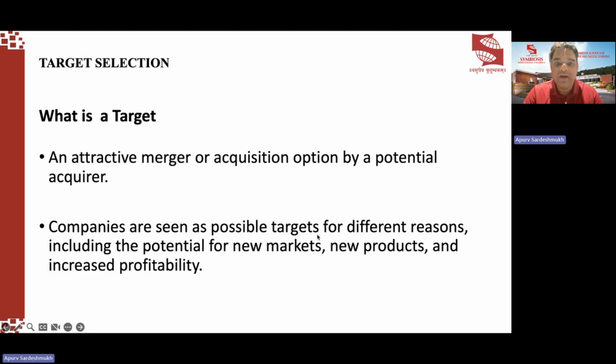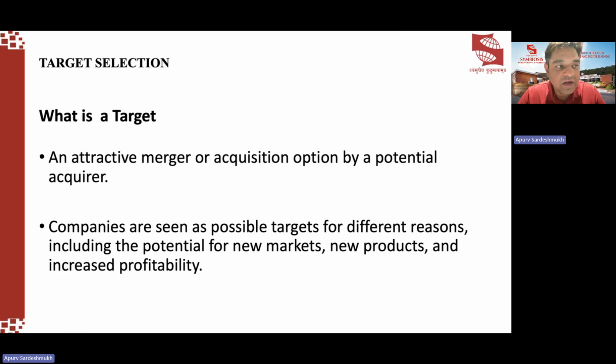So what is a target though? When we say target selection, we need to understand what a target is. When a company acquires another company, or invests in another company, or decides to jointly go ahead with another company, the company which is being acquired, or the company in whom another company is investing, or the company getting merged into another company is known as a target.